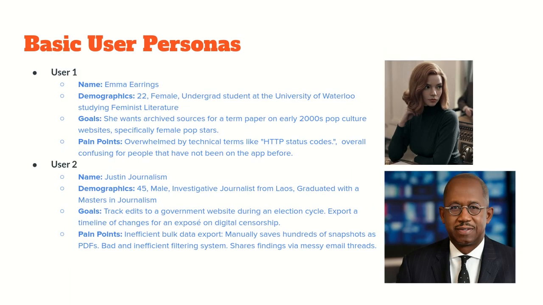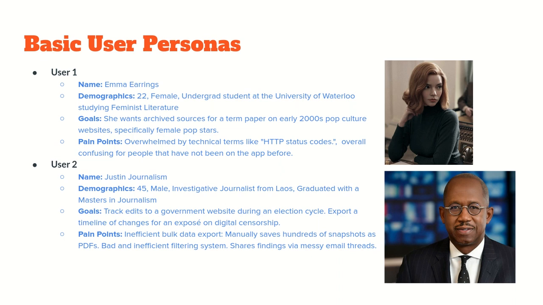Here are the basic personas I made. So I made Emma Earrings, who's a 22-year-old female undergrad who studies feminist literature, but she wants to look at sources for her term paper from like the early 2000s, right? But a big problem is, especially if you're non-technical, those screens from earlier can be very overwhelming, especially the search page with all the circles, the whole timeline that doesn't even let you filter correctly, and so on.